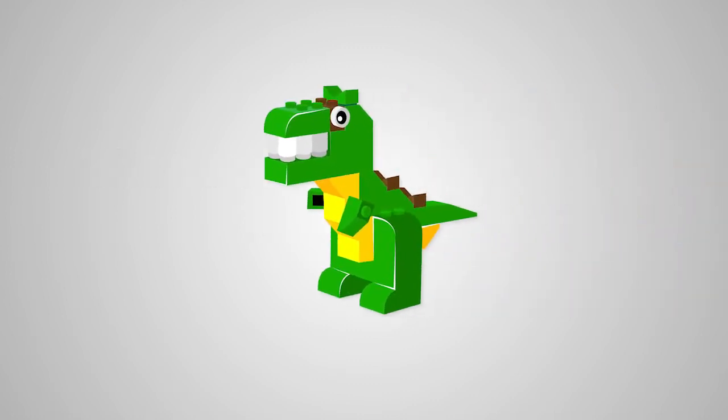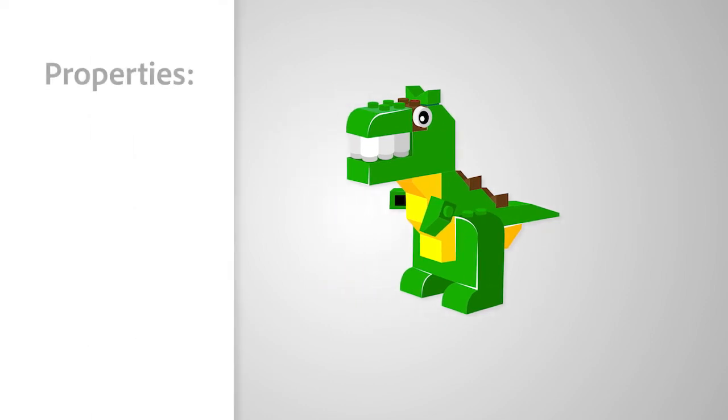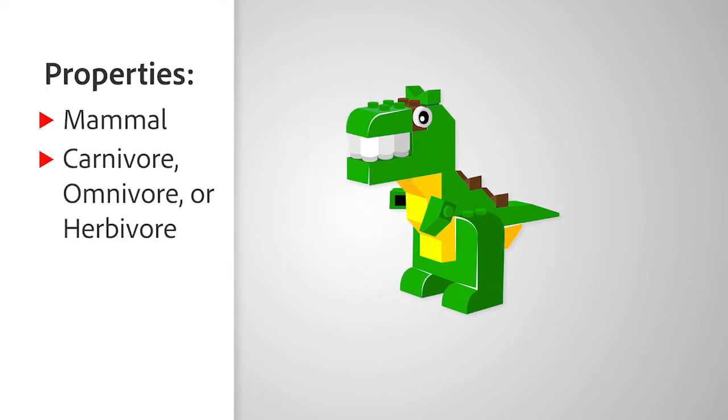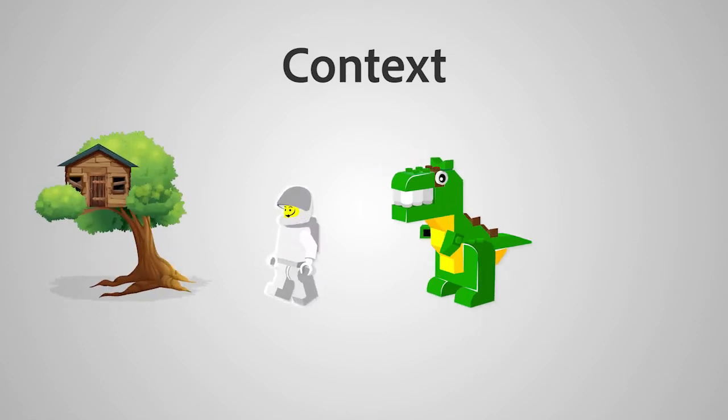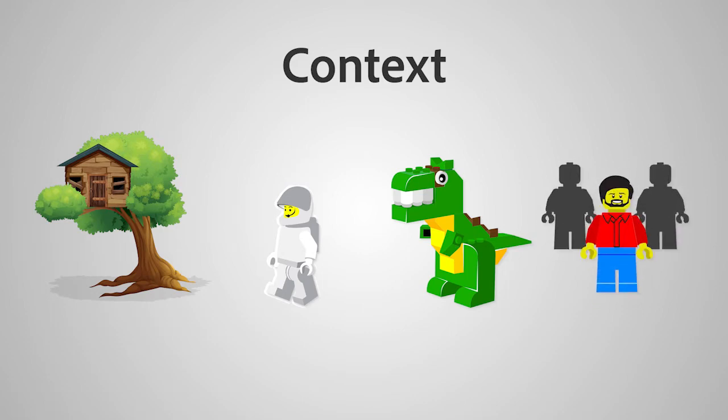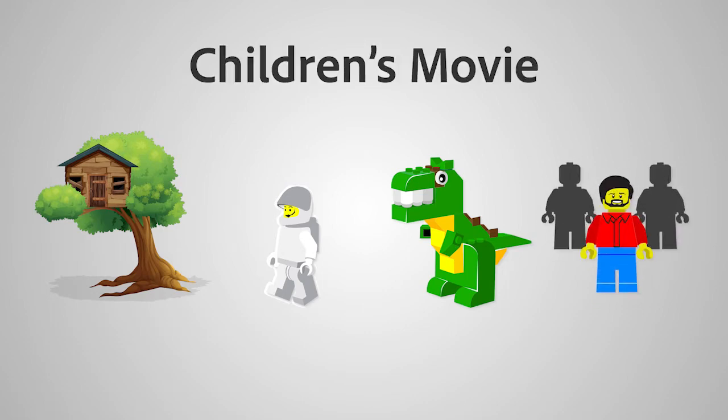A toy dinosaur has no context. It has properties. It's a mammal, maybe a carnivore, omnivore, or herbivore. It could be ferocious or friendly. Now add context. Here's a tree fort. Beside it are an astronaut, our friend Dino the dinosaur, and a few guests. The context says children's movie.